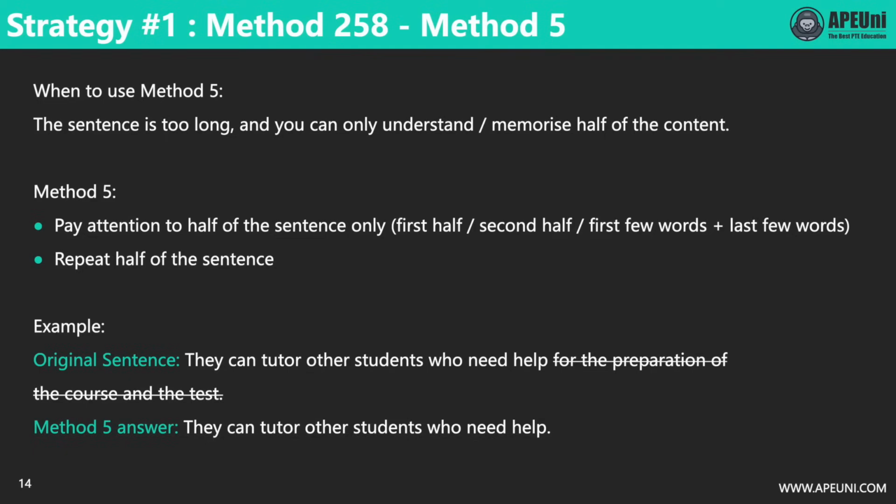And since I can understand the first half of the sentence, I give up listening to the later half of the sentence right away and start recalling in my mind, "they can tutor other students who need help." I vaguely remember the sound "prepa." Since the memory is vague, I choose to give up that word and stop at "who need help." So I've organized my answer in mind, which is "they can tutor other students who need help." When I'm ready, I say this half of the sentence clearly and fluently.